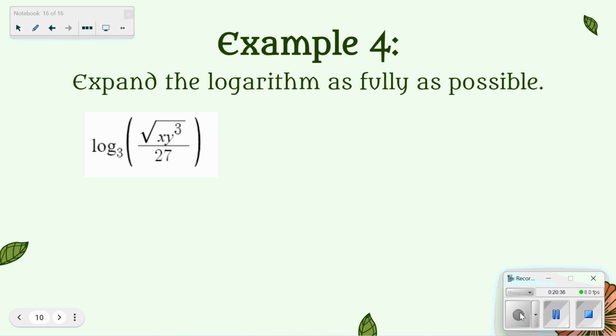Like I said, take a second, observe, and what's something you guys noticed here? What do you see, Evan? 27 is 3 to the third. Yeah, let's keep that in mind. So I'm probably going to have to evaluate eventually. What else do you guys see? Division. So how can I break up that division? Subtraction.